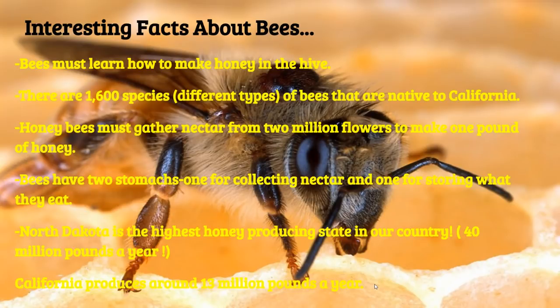Here are some interesting facts about bees. Bees must learn how to make honey in the hive. There are 1,600 species, or different types, of bees that are native to California. Honeybees must gather nectar from 2 million flowers to make 1 pound of honey. Bees have 2 stomachs, one for collecting nectar and one for storing what they eat. North Dakota is the highest honey producing state in our country, 40 million pounds a year. California produces around 13 million pounds a year.